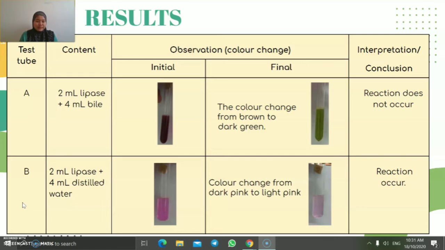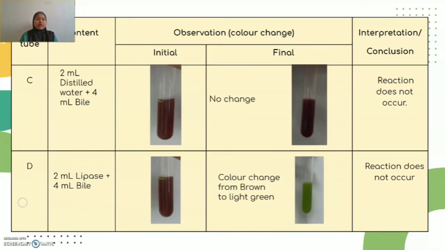The second test tube is labeled B, containing 2 ml of lipase plus 4 ml of distilled water. The initial color is dark pink. Then the color changed from dark pink to light pink at the final color. So the conclusion is reaction occurs. The third test tube, labeled C, contains 2 ml of distilled water plus 4 ml of bile. The initial color is brown and the final color is also brown, so there is no color change. So the conclusion is reaction does not occur.